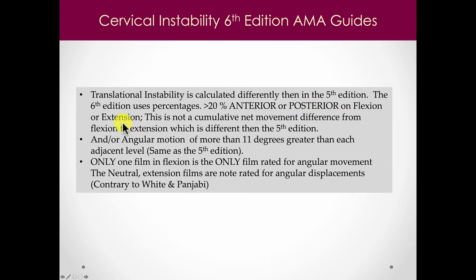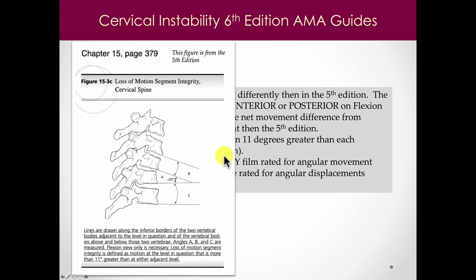Not flexion through extension. It's on the flexion film or on the extension. This is not cumulative movement. It's not the net movement of flexion to extension with linear translations as noted in the 5th edition. The angular motion is the same on this one as the 5th edition, again only rating flexion. And so this is from the 5th edition here.